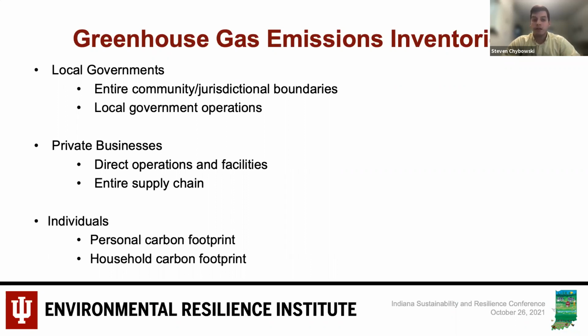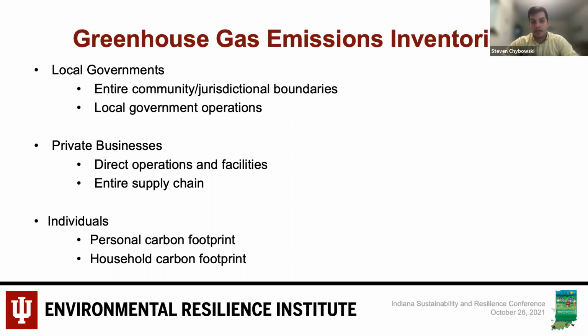Local governments can also look to do a local government operations inventory. That's where you just focus on those direct things that a local government has control over, such as just looking at the emissions from the buildings and vehicles that have city of Indianapolis or city of Bloomington on it, right? Just those direct things that the government is actually controlling and running every day. Now, private businesses, of course, can do their own version of greenhouse gas emissions inventories.